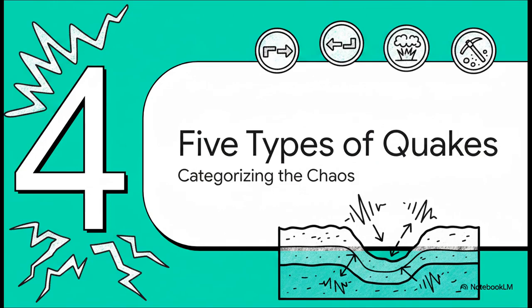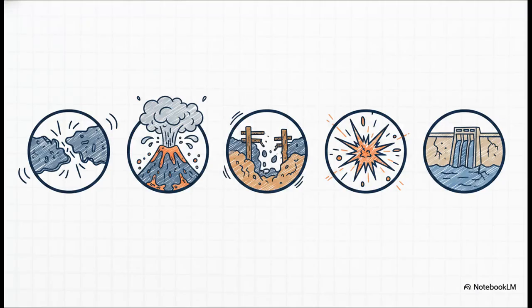Which brings us to Section 4, 5 types of quakes, categorizing the chaos. Because while destructive surface waves feel exactly the same to anyone standing above them, the actual triggers for these events are surprisingly different. Yeah, earthquakes don't just happen for one reason. They're triggered by a variety of distinct geological and actually even human-made phenomena. There are 5 distinct categories. First up, tectonic earthquakes. These are the most common kind we usually think about, caused by sliding fault lines.